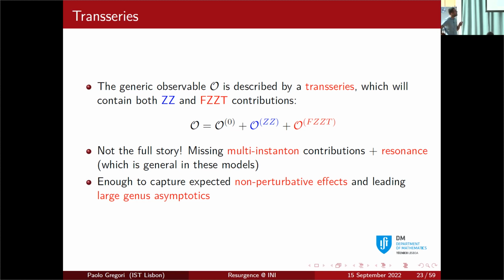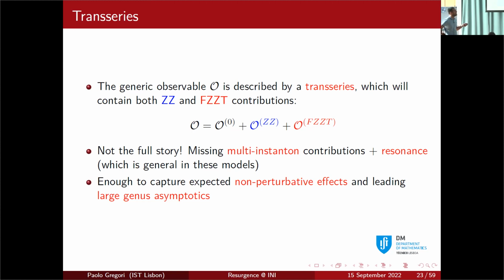Actually, let me point out that there is another striking difference between ZZ branes and FZZT brane contributions, which is in ZZ branes, you typically have the standard tower of singularities in the Borel plane. So you have multi-instanton sectors associated to ZZ branes.